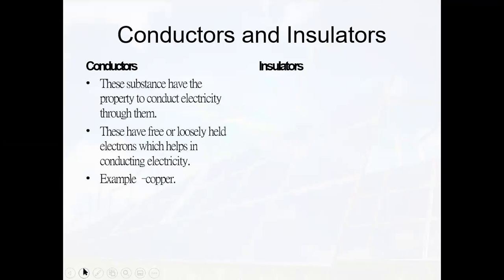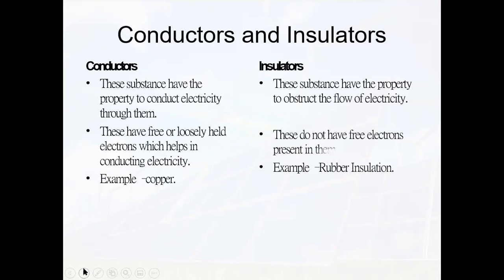Now we will discuss conductors and insulators. Conductors are substances that have the property to conduct electricity through them. Insulators are substances that have the property to obstruct the flow of electricity. Conductors have free or loosely held electrons which help in conducting electricity. But insulators don't have free electrons.